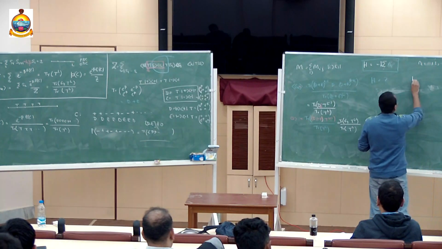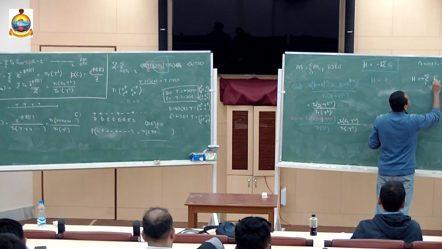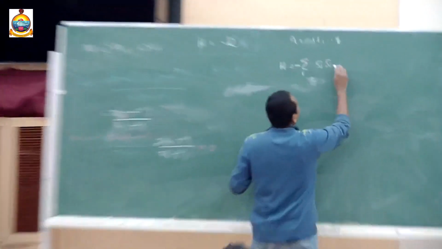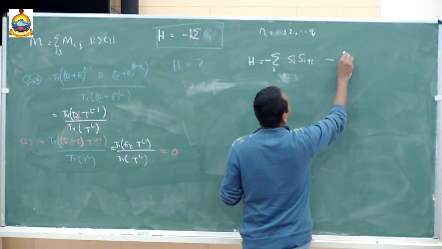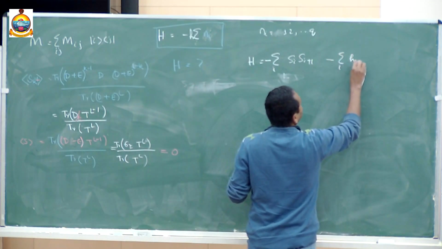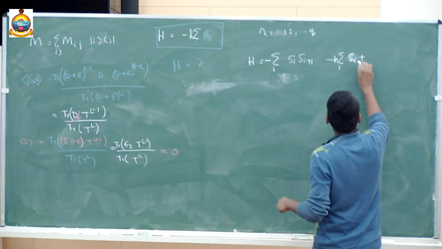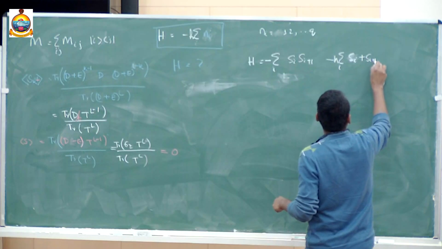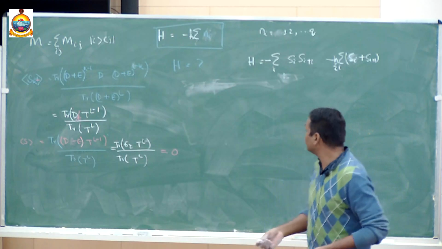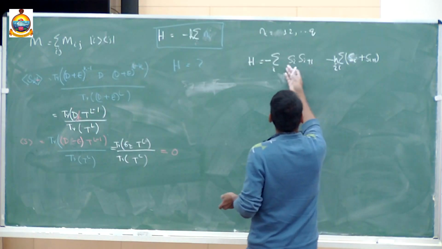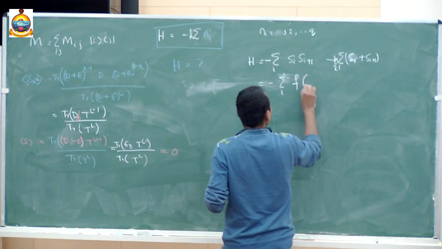So you have a Hamiltonian H equal to minus summation over i of S_i S_{i+1}, and minus summation over i of h S_i. But this I can write as h times (S_i + S_{i+1})/2, because this is a sum. So now this is just a function, and you can write minus summation over i of some function.